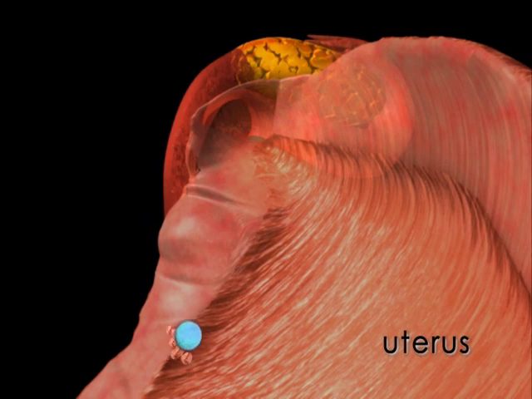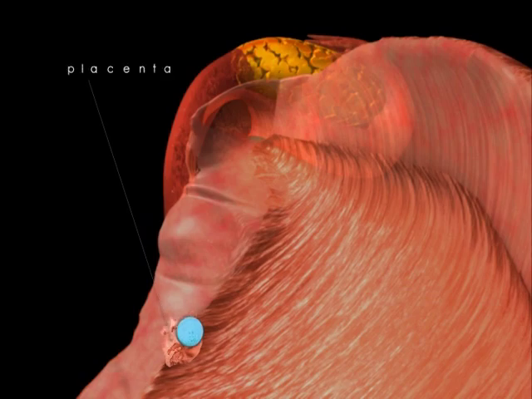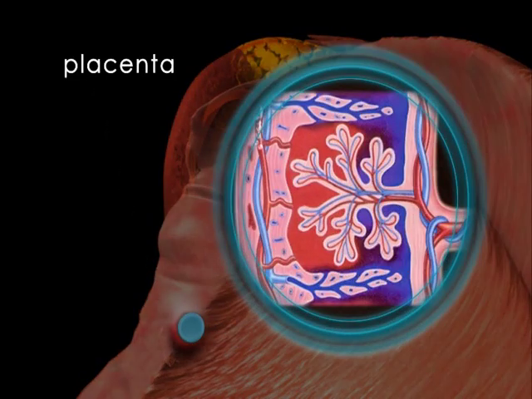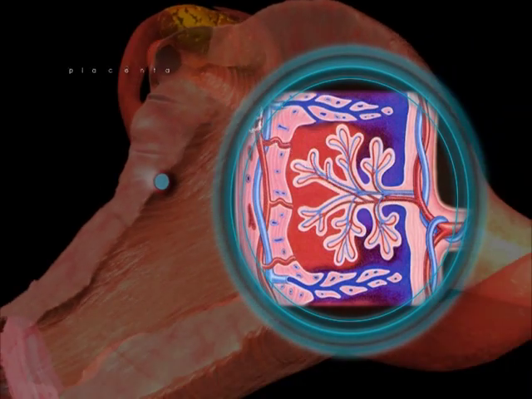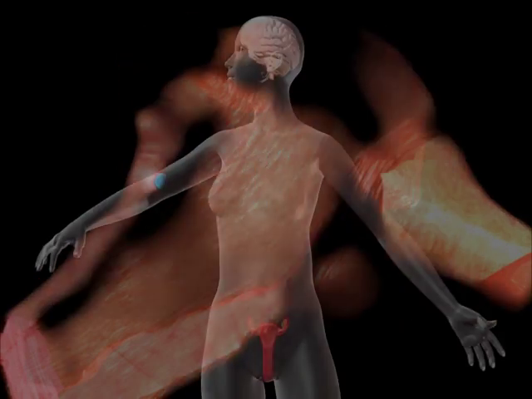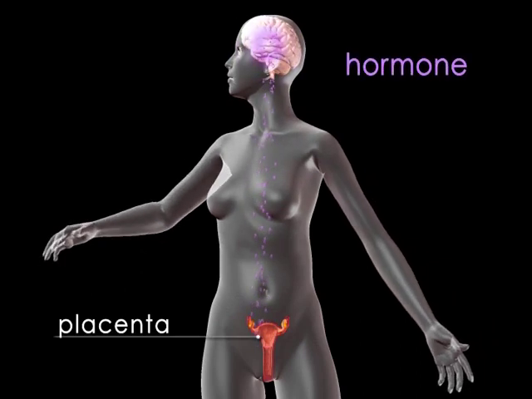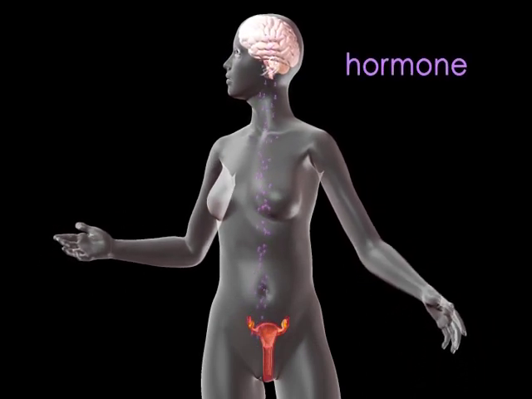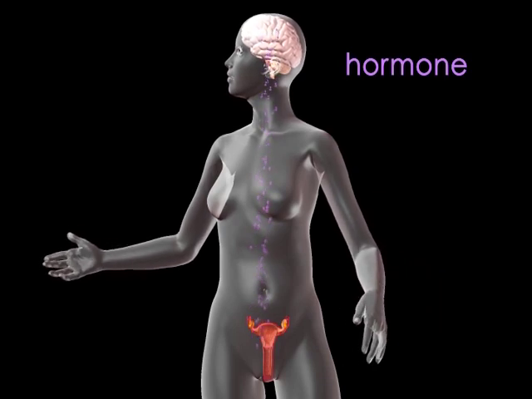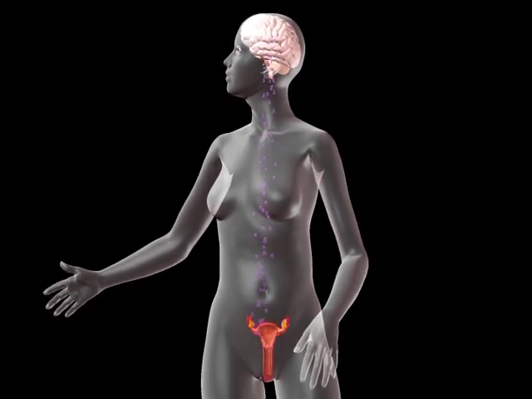Cells from the zygote and cells from the wall of the uterus together begin to form the placenta. Later in the pregnancy, the placenta will provide nourishment to the growing embryo and fetus and get rid of waste. But at this earlier stage, the placenta produces a hormone that signals a woman's brain that she's pregnant. This prevents the maturing of eggs in her ovaries, and for the duration of the pregnancy, she no longer menstruates.